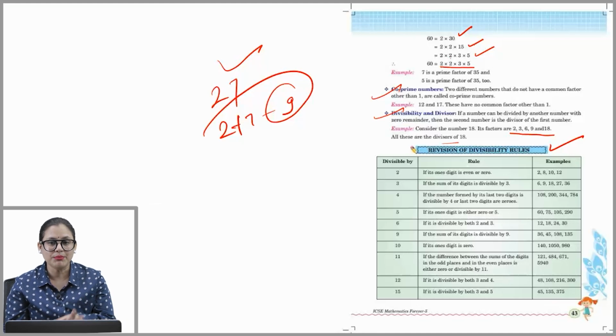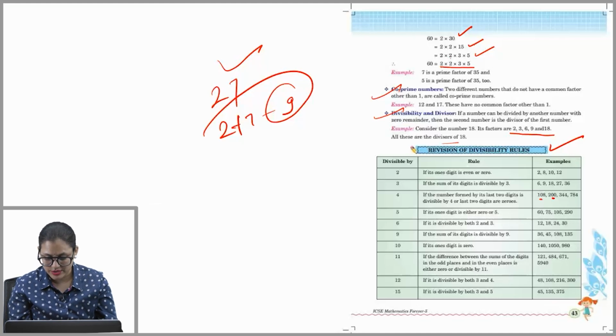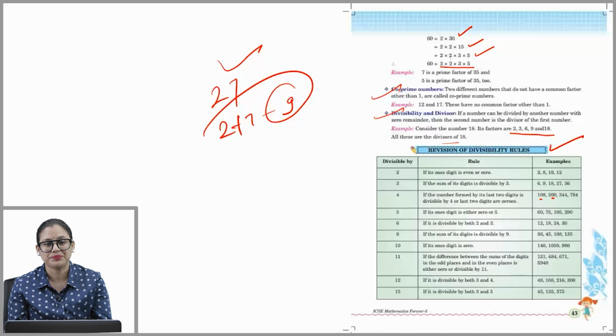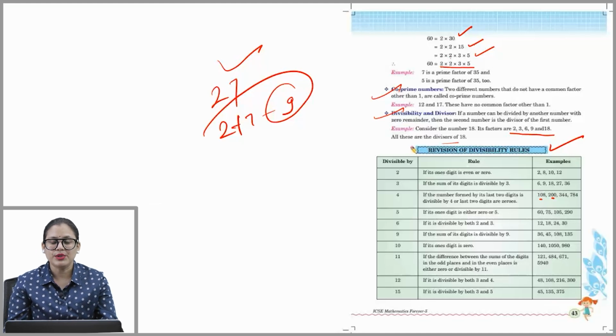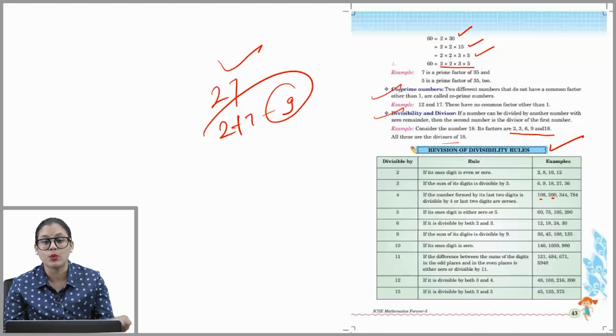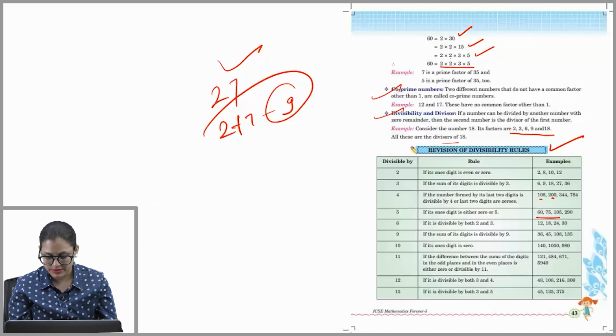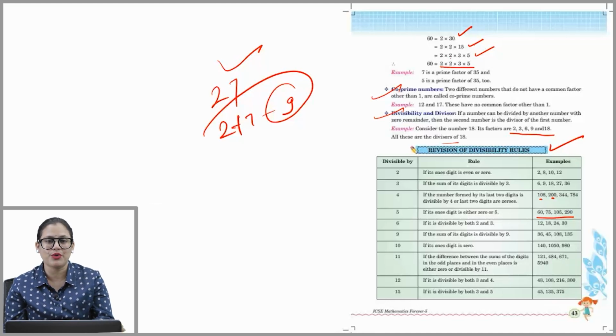4: if the number formed by its last 2 digits is divisible by 4, or the last 2 digits are zeros. Okay. Last 2 digits are 8. Last 2 digits are double 0. Okay. 5: this is very simple. To check the divisibility by 5, its one's digit should be either 0 or 5. For example, see these numbers. Unit digit is either 0 or 5.